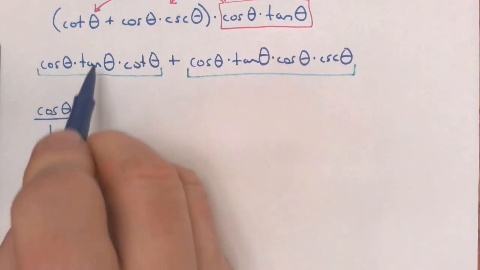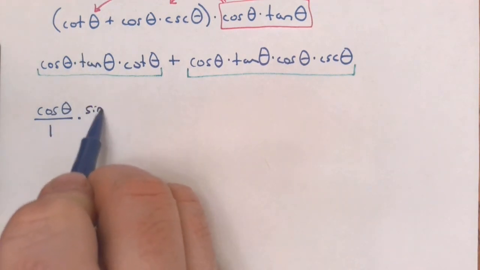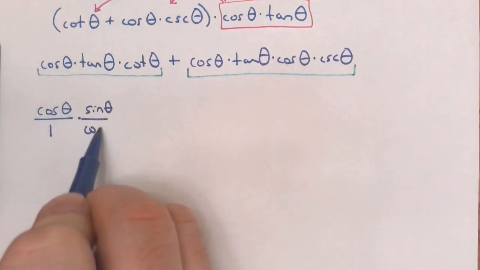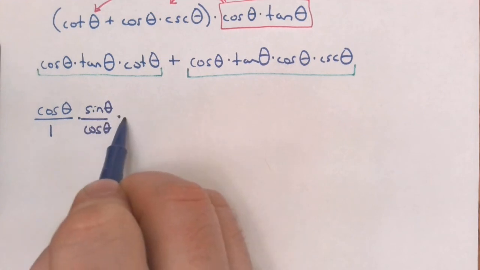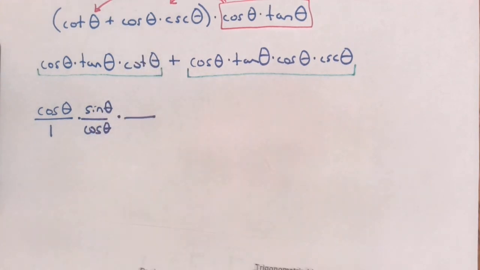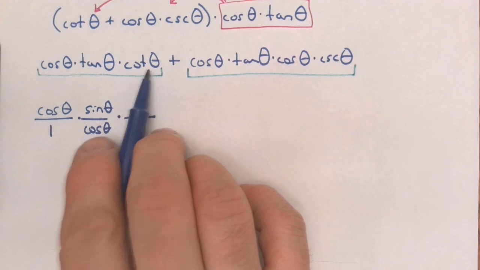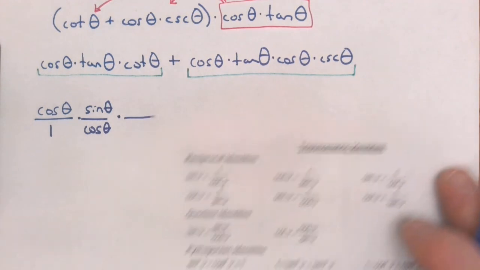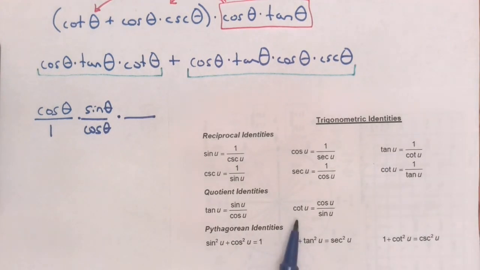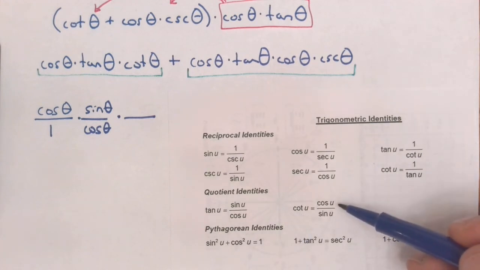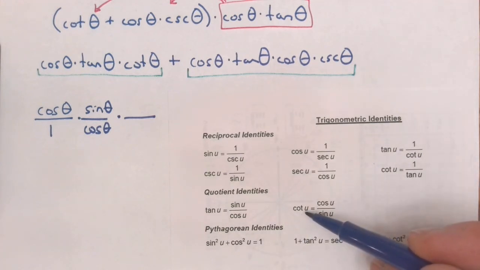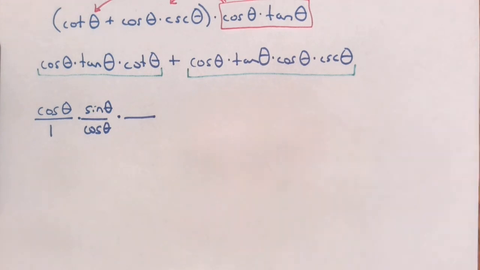So let me rewrite the tangent of our angle as the sine of our angle divided by the cosine of our angle. And then we have one more trig function here, cotangent. I want to write that with sines and cosines. So looking at this identity, the cotangent of our angle can be written with sines and cosines if we write the cotangent as the cosine over the sine.